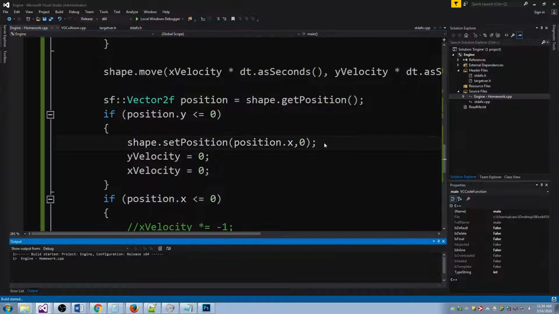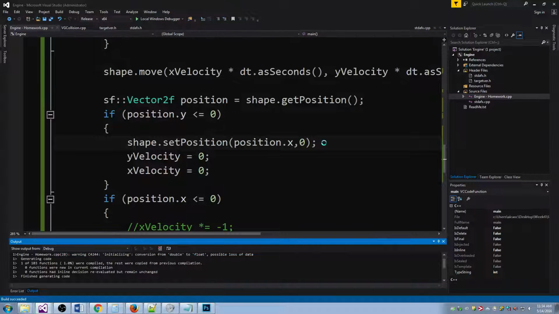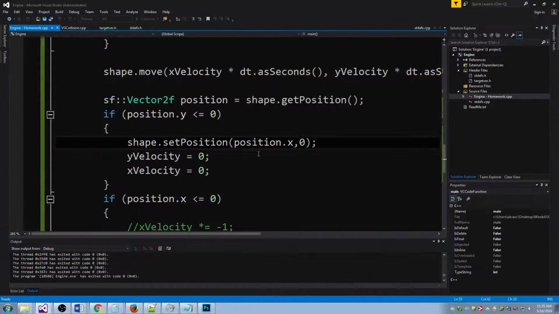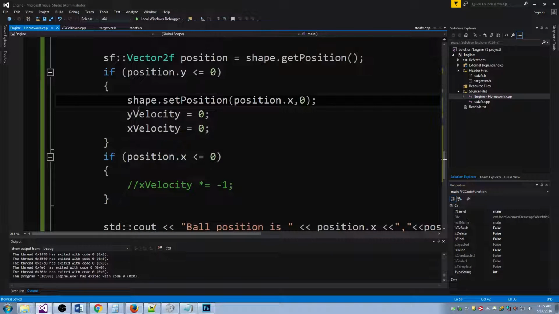Now watch what happens when I run this. You'll see the ball pop. You also still have to go by 10,000. Oh, yeah, it's actually still moving by 10,000. Let's see, shape position.